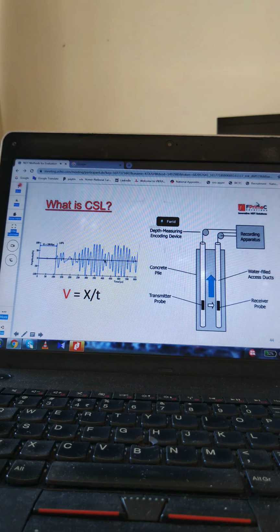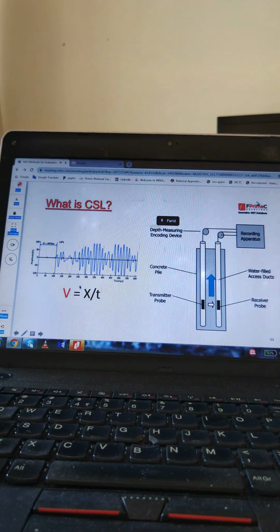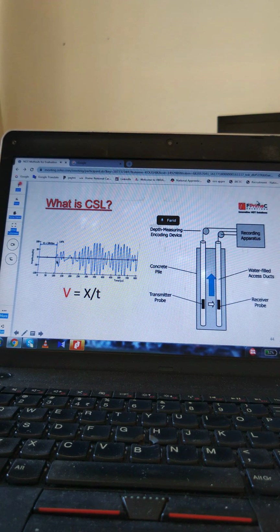We measure the signals between the transducer and receiver. It covers at each elevation the area between two transducers. So we measure the transmission time, the first arrival time, and with a very basic physics formula, we calculate the velocity. That velocity can correspond to the quality of the concrete.